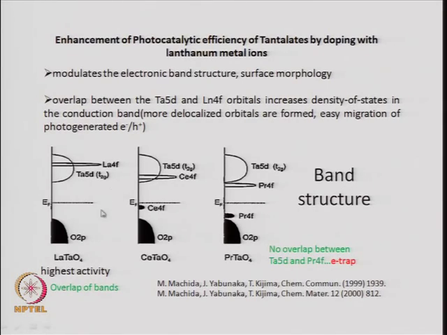So, one thing is clear: the better the overlap of the orbitals, the higher is the activity. And with poorer overlap of orbitals or bands, the activity will be very low, and the electron will be trapped, and the electron will not be able to reduce anything because it is trapped there.